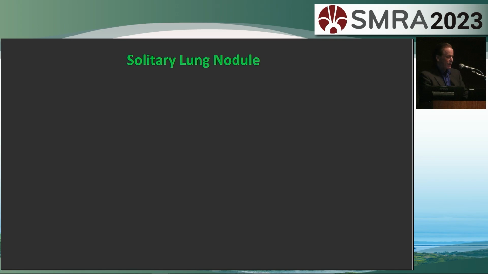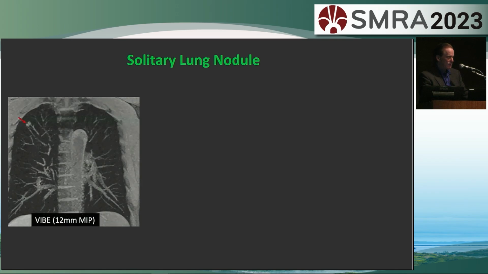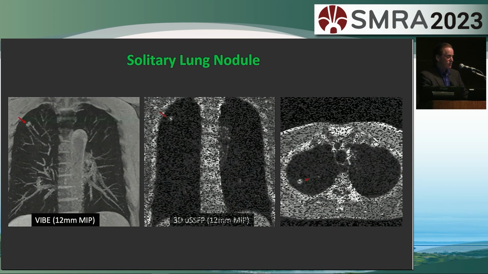So before we get into the CAPI aspect of this, let me just show you some examples because most people have not seen this before. This is a standard VIBE sequence which is used in most parts of the body for 3D imaging, and there is a lung nodule that can be seen here. However, as you can see, there's a lot of structures that look gray or bright, and it makes it difficult to separate the lung nodule from other tissues.